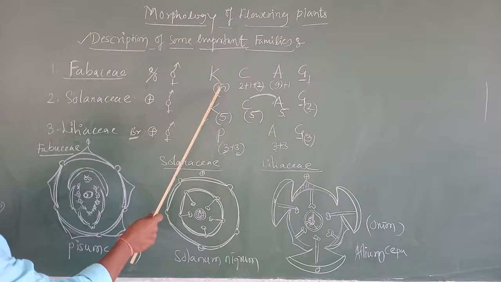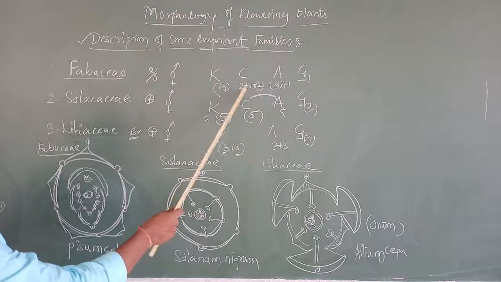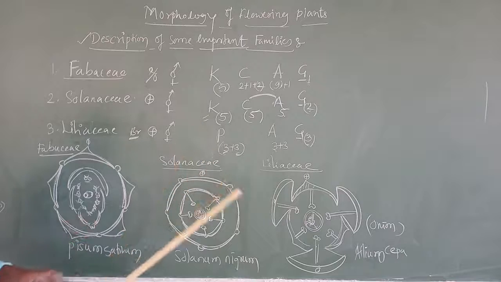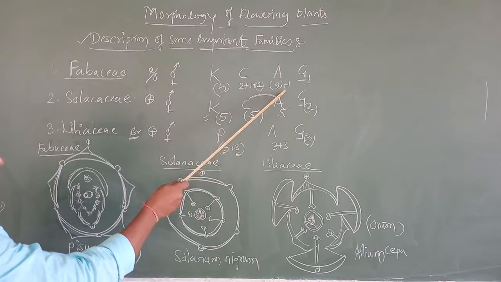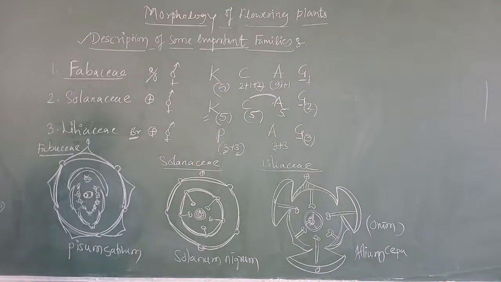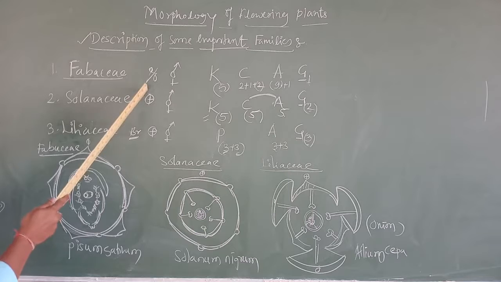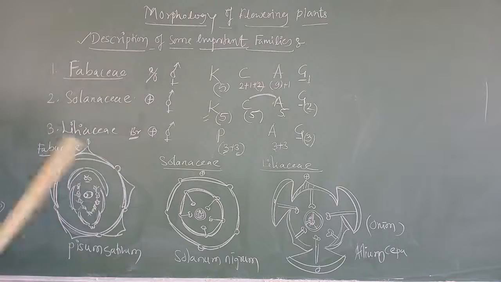Understood? Next, 5, but here this 5 is broken, 2 plus 1 plus 2. Androecium are 10, means stamens are 10, 9 are fused and 1 is free. Understood? Then I told you about Ormond's rule.